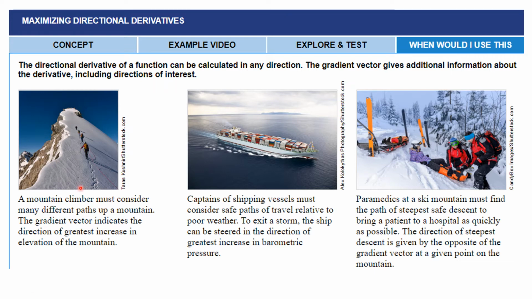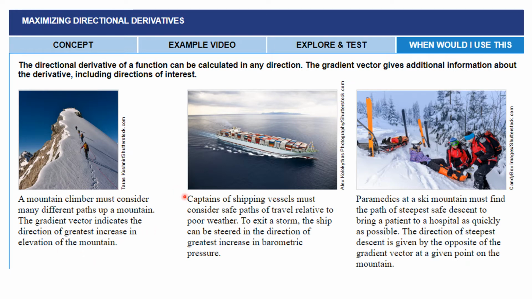So an example would be found on a mountain slope. A mountain climber must consider many different paths up a mountain. The gradient vector indicates the direction of greatest increase in the elevation of the mountain. And if you're wanting to have an easier climb, you may want to do this on a face where the gradient is less.